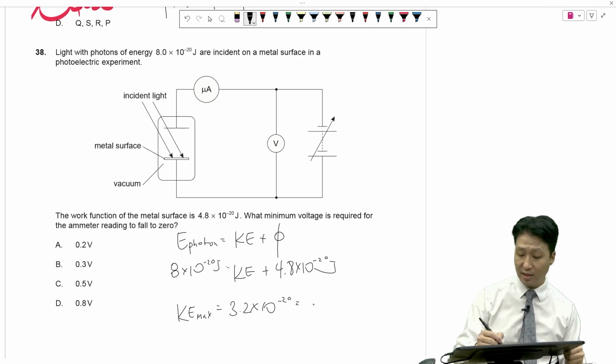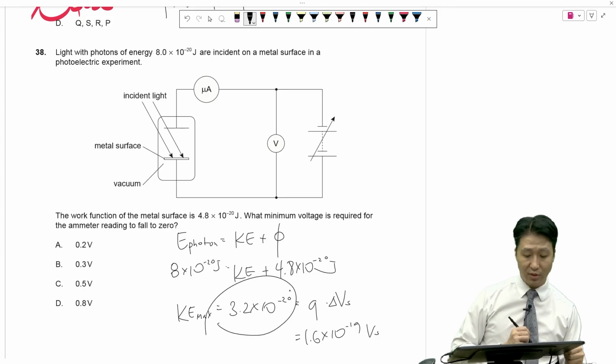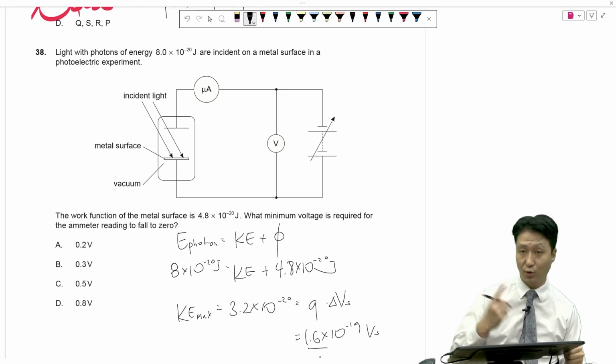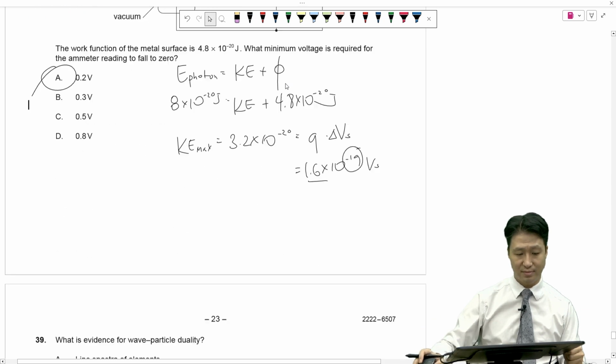And the way you calculate this is the charge of the electron times the voltage used to stop it. This is the stopping voltage, the voltage that you're required to find. The charge of the electron is 1.6 times 10 to the negative 19. So if you do 3.2 times 10 to the negative 20 divided by 1.6, you get, of course, 2. But then this is negative 20, negative 19, to the power of negative 1. So the answer is A, 0.2 volts.